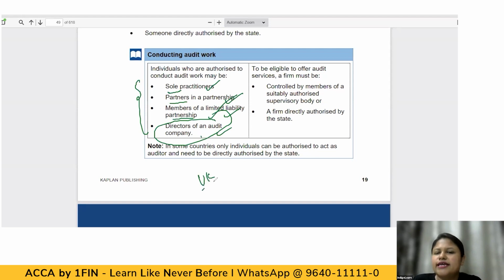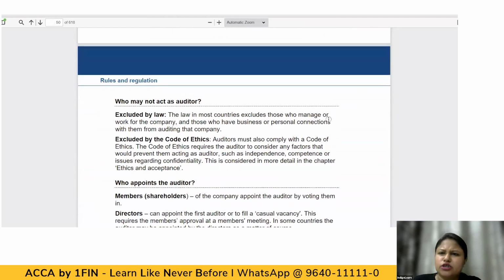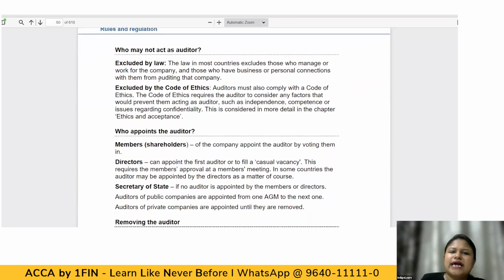But in a country like the UK, audit companies can be formed, and directors can go and do the audit. But in India, we don't have this criterion. Then, in the case of companies, obviously authorized people will be there who will be allowed. Who may act as an auditor?